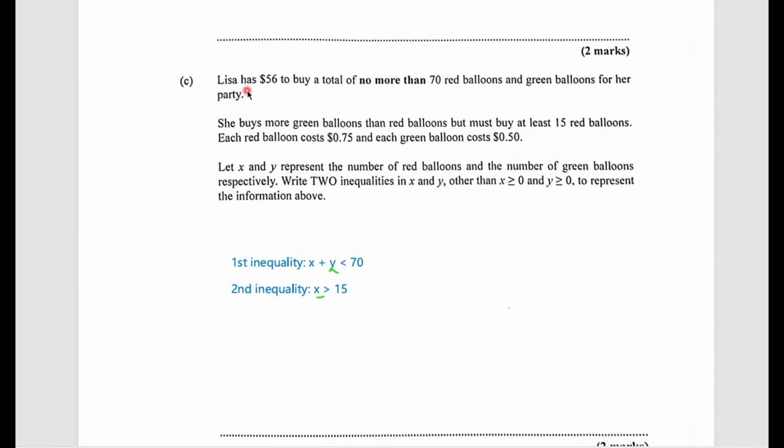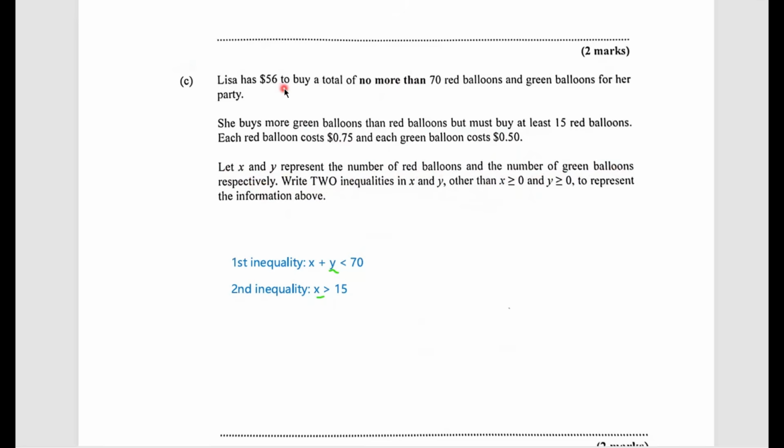Part C. Lisa has $56 to buy a total of no more than 70 red balloons and green balloons for her birthday. And next thing too, she buys more green balloons than red balloons, but must buy at least 15 red balloons. Each red balloon costs 75 cents and each green balloon costs 50 cents. All right. Let x and y represent the number of red balloons and the number of green balloons respectively. Write two inequalities in x and y other than x more than 0 and y more than 0. Okay, fine. To represent the information above.